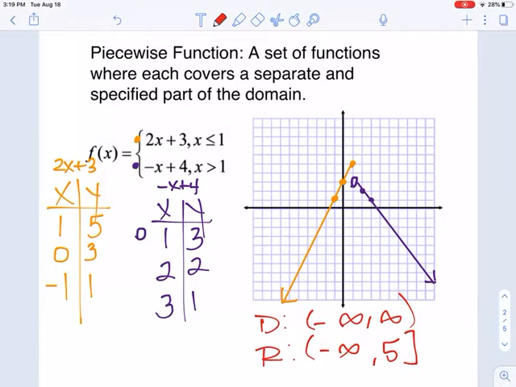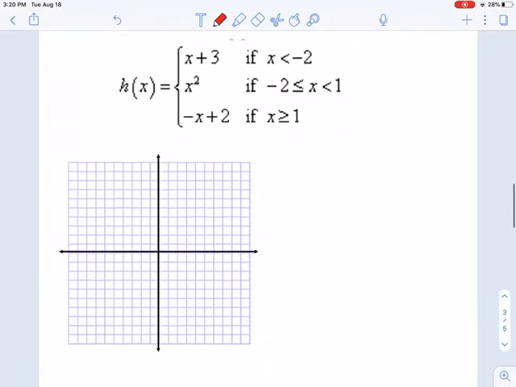Okay. So let's review what I did here. I made a separate XY chart for each piece. This orange piece, I started at 1 and got smaller because the x is less than or equal to 1. This purple piece, I started at 1 with my XY chart and got bigger because x is greater than 1. Since there was no equality, I had to make an open circle on the coordinate for x is 1. And then we connected the pieces from there. Okay. Should we do another example? Go ahead and write down this one.